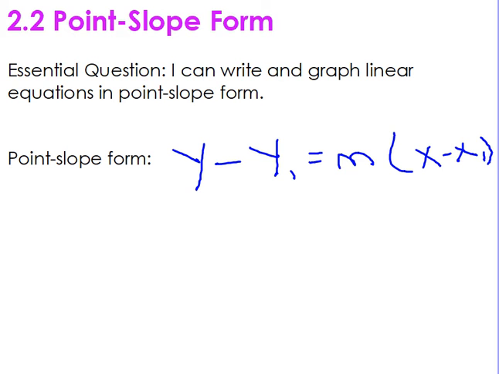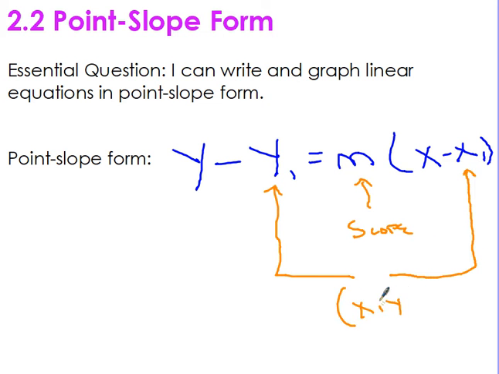Now, some of you might already figure out what certain things are here, but here's what they are. M is still your slope in this formula. The y1 and the x1 are from a point on the line that are an ordered pair. So the y1 and the x1 are from a point that's on the line in an ordered pair.